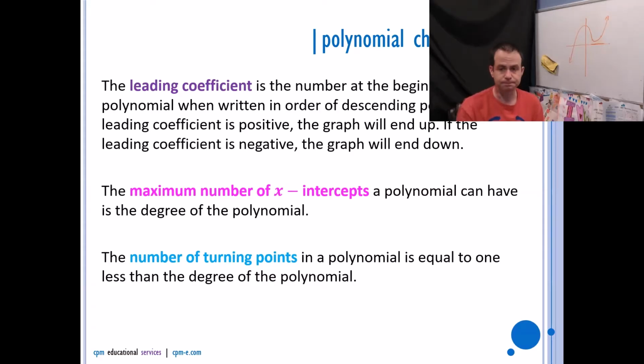The number of turning points in a polynomial is equal to 1 less than the degree of the polynomial. So if you look at this one, I see 2 turning points. Here I change direction, and here I change direction. So 2 turning points, that means I have to be a degree 3 polynomial because I always have 1 less number of turning points than the degree, okay?